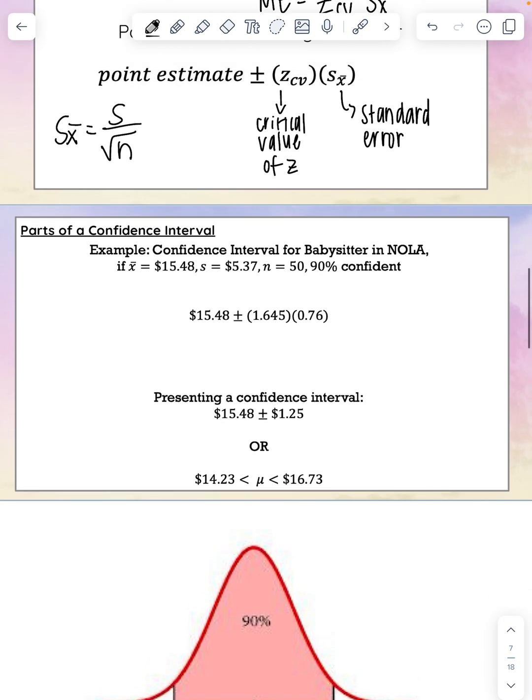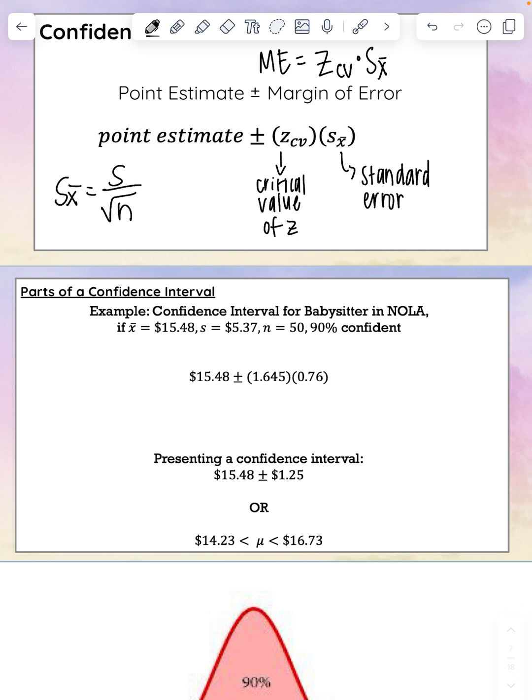Okay, and here's an example. So if I wanted to find, say, the average amount that all babysitters charge in the New Orleans area, that would be near impossible for me to find, but I can take a sample of, say, 50 babysitters, find the average from them to make an assumption for the entire population. So if the average for the sample is 15.48, I would put that as my point estimate, plus or minus, here's my critical value for Z, and standard error.